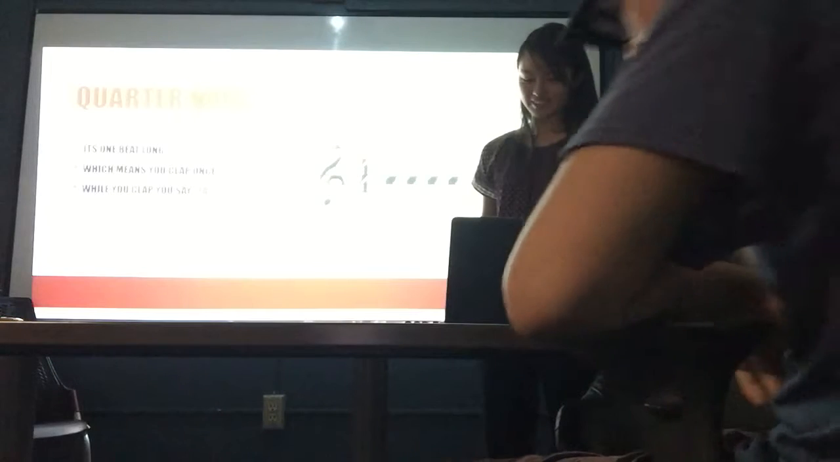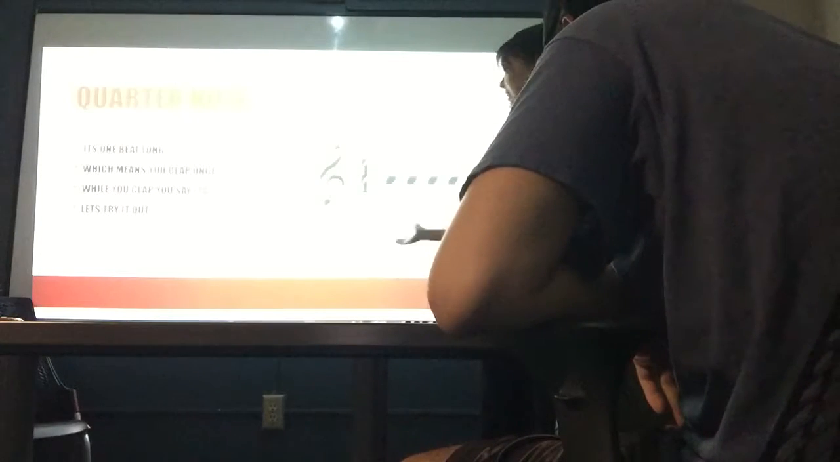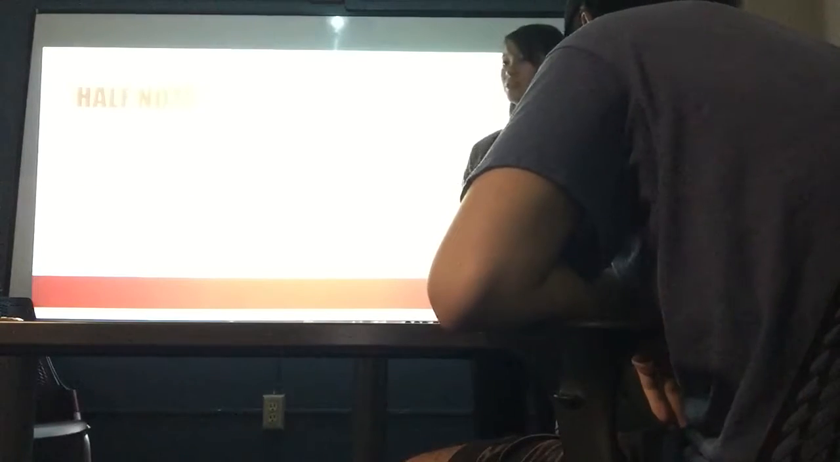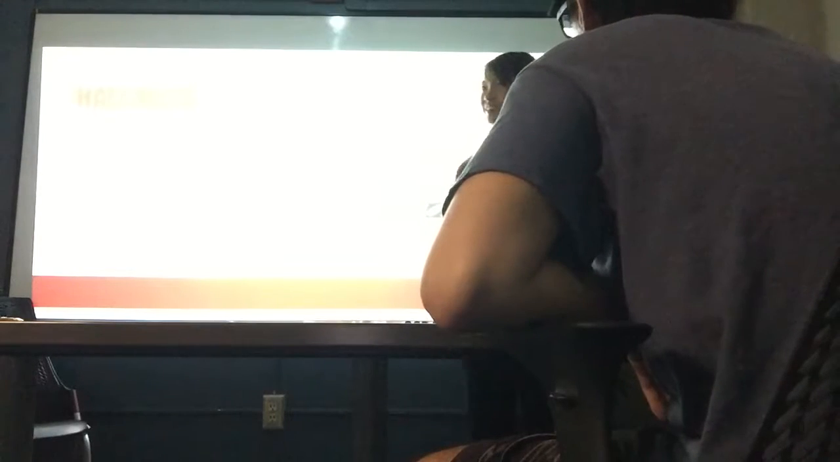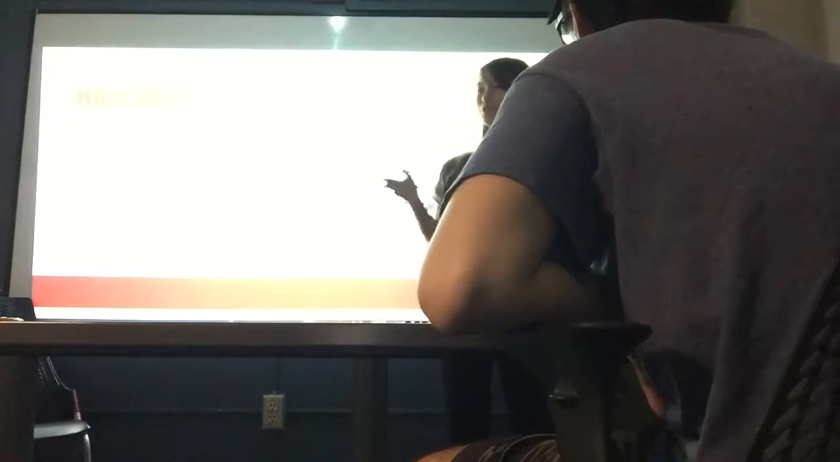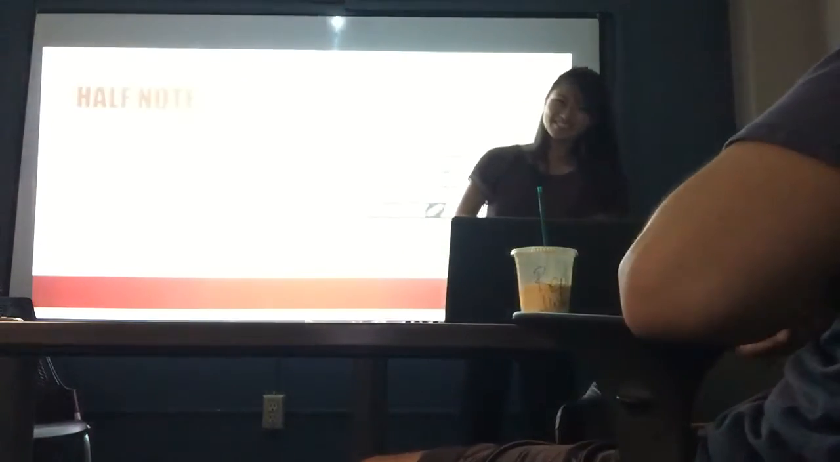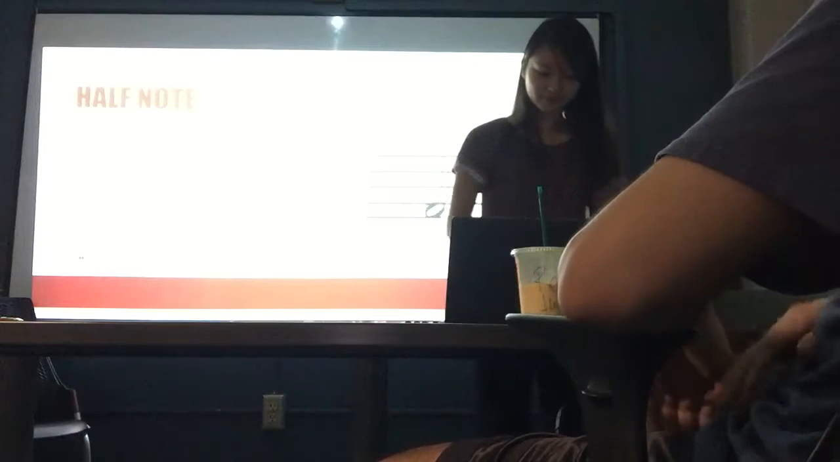So we tried it out already. The next note we're going to learn is a half note. So it's shorter, right? Well, not really. A half note pretty much means it's going to be double what a quarter note is. So when we did 2 claps, that's equivalent to a half note. So I thought it was half of a quarter.